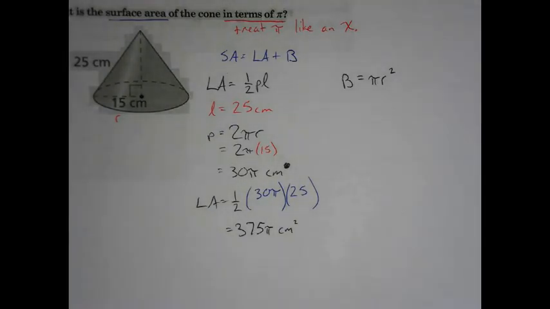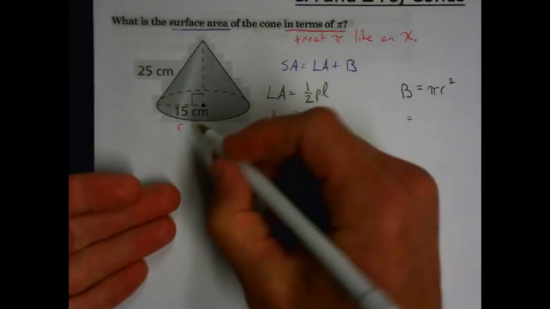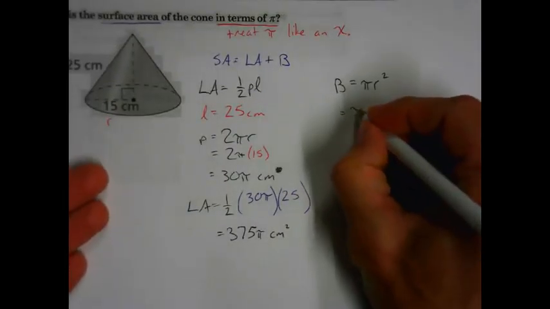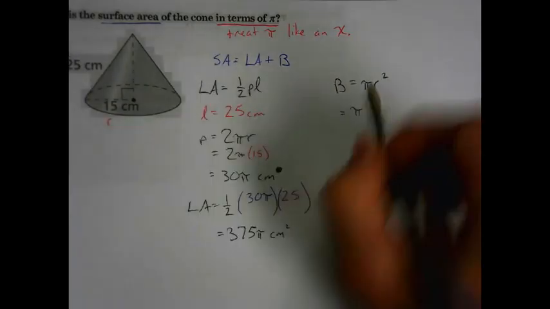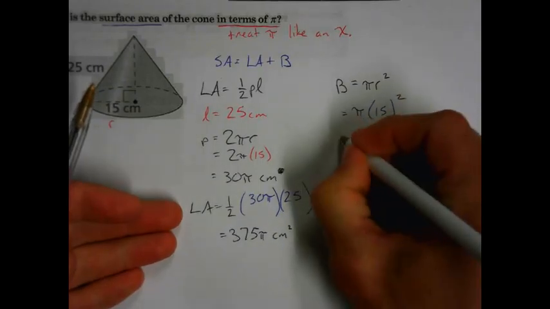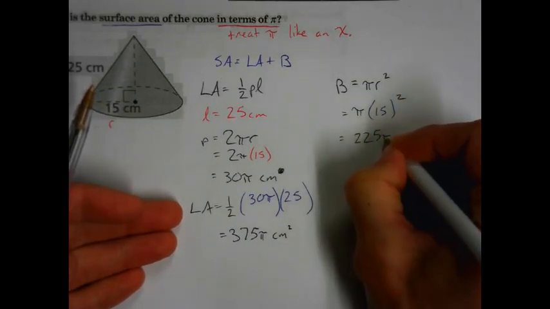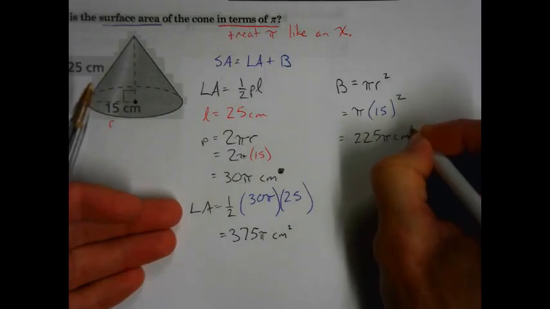So in this case, we have our area of the base. Remember, the 15 centimeters is our r. So we have pi times 15 squared is going to be the area of our base. 15 squared is 225. So the area of the base is 225 pi centimeters squared.